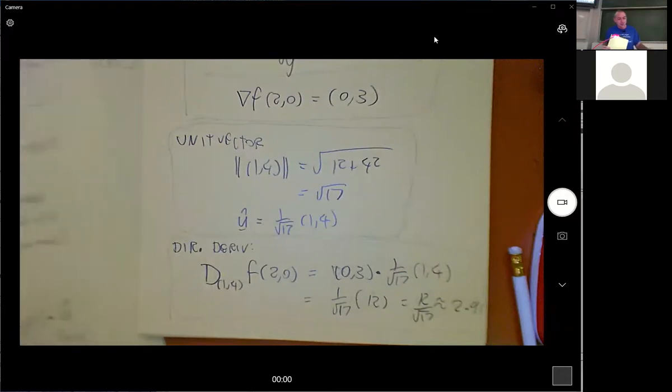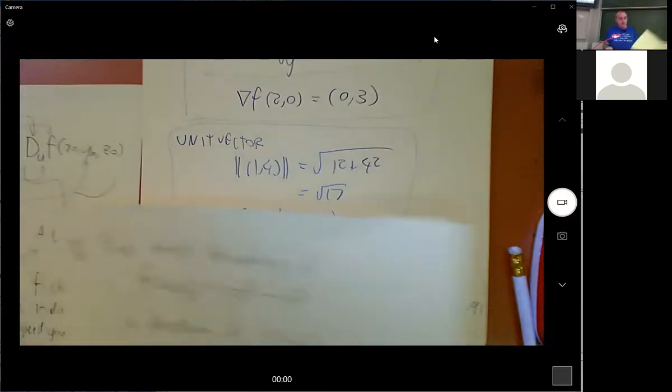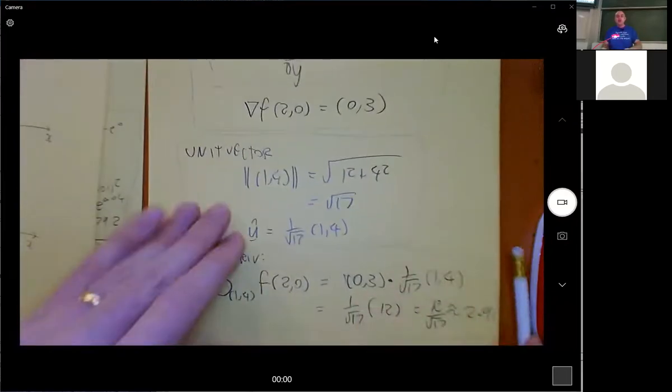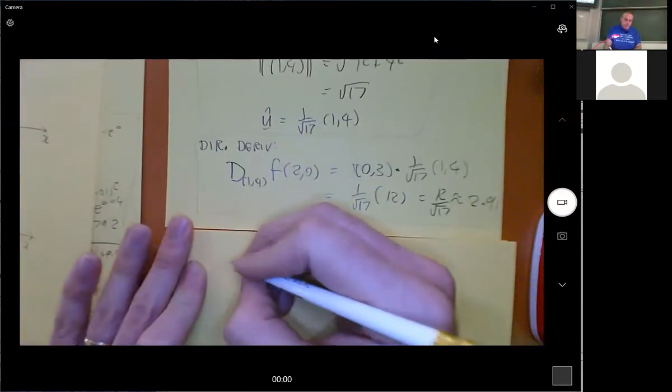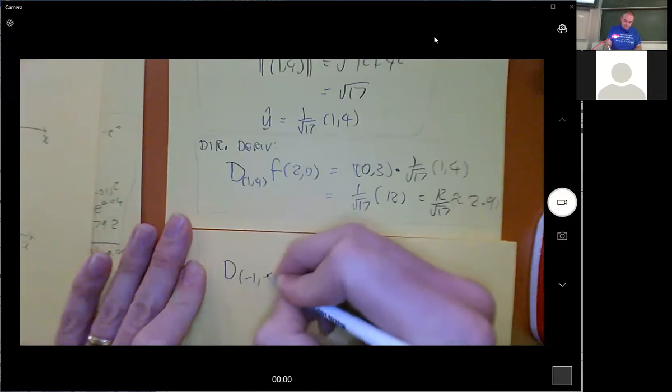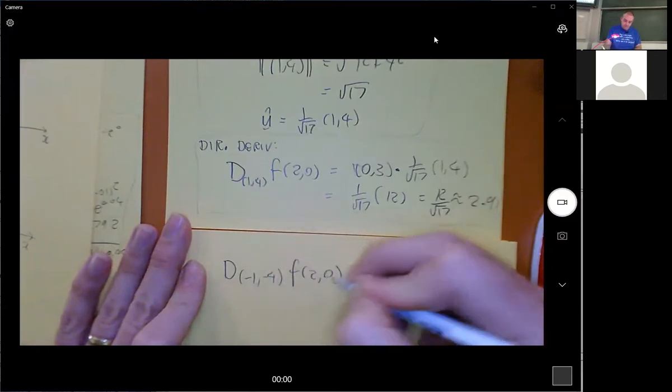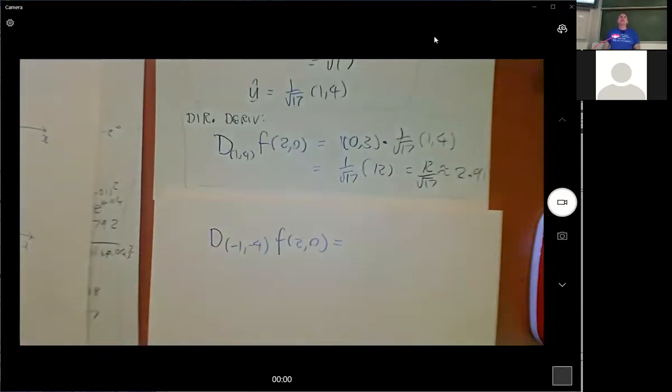Right. So I will say that I have something else to ask you. What do you think the answer to this question would be? In this exact context, the same problem. If the directional derivative in the direction of 1, 4 of f at 2, 0 is 2.91, what's the directional derivative in the direction of -1, -4 of f at 2, 0? Do you think? Sorry? Same?